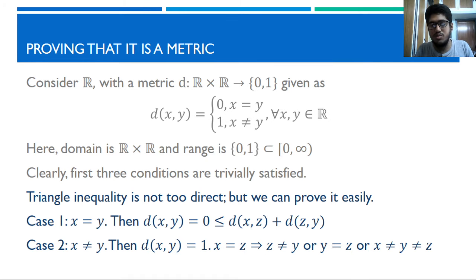Yes, that's true, Bijal. So when x is equal to y is equal to z, RHS can be 0. But in either case, it turns out 0 is less than or equal to 0 or 0 is less than or equal to 2. Is it clear, Bijay? Can we proceed?